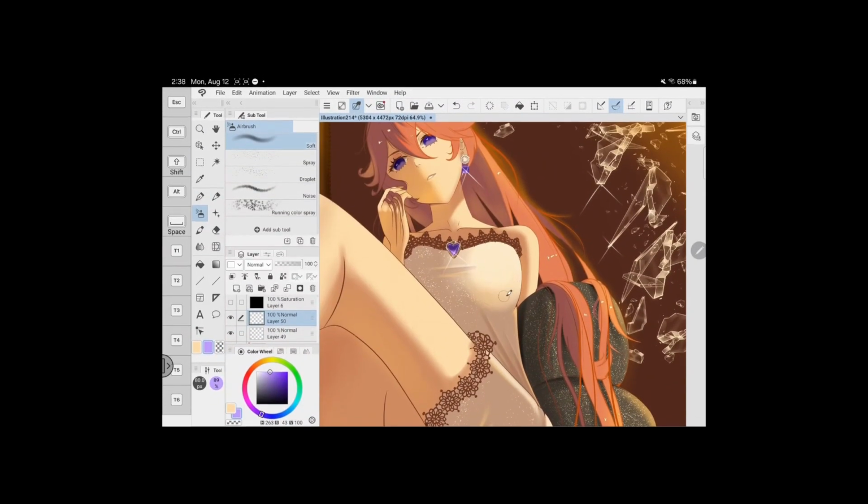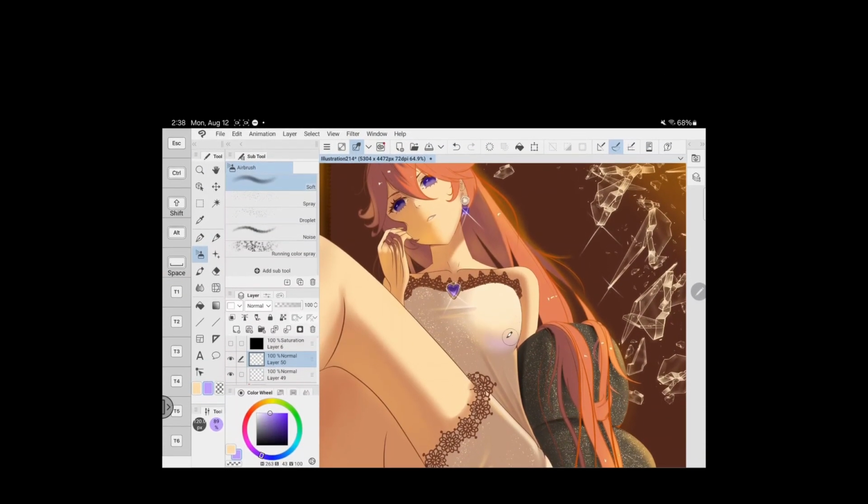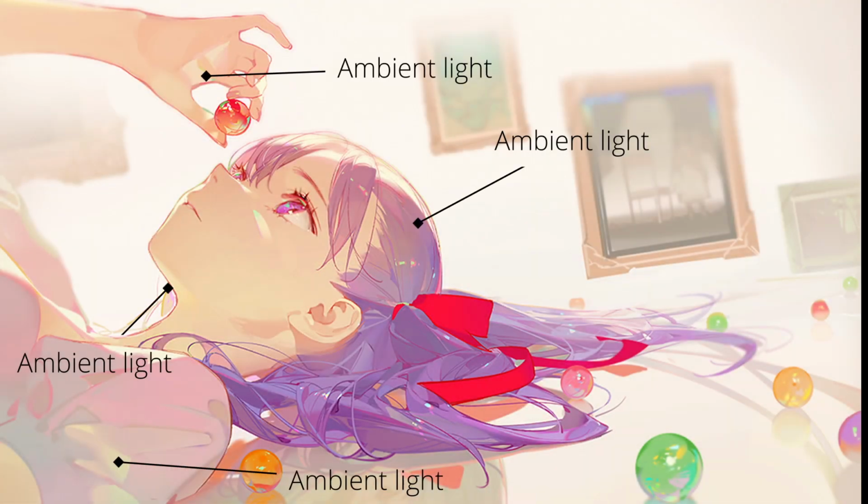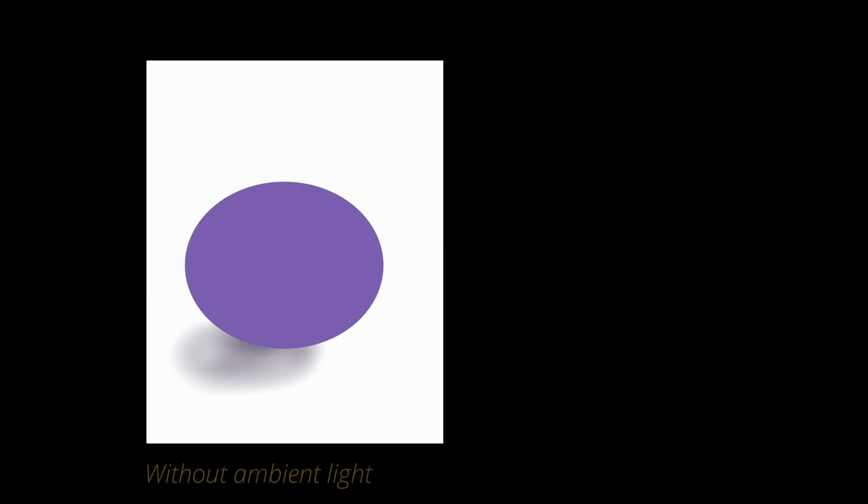Ask likely has one of the simplest color and lighting styles among great artists. The key? Ambient light. She always uses natural ambient light. I'm sure many of you already know what ambient light is, but I'll just give a quick explanation for those who don't. This is the typical coloring style in anime. We have the base color, shadows, cast shadows, and core shadows, and that's it.